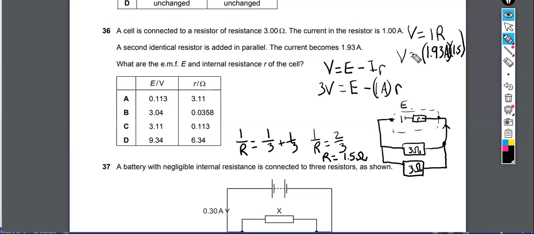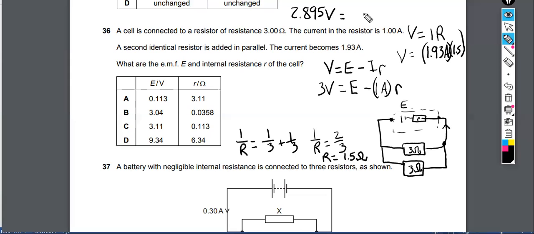Are we getting 2.895? So now we've got V equals E minus Ir. So we've got 2.895 volts. That's the terminal PD for this arrangement, okay?